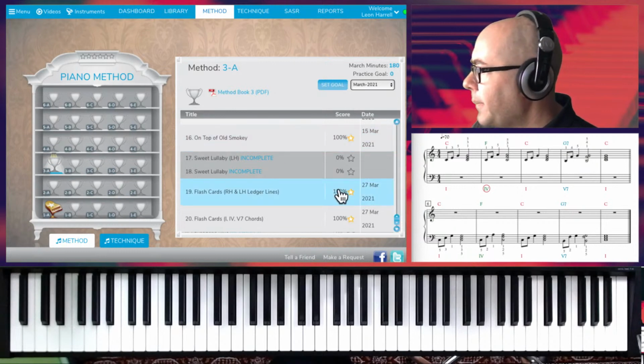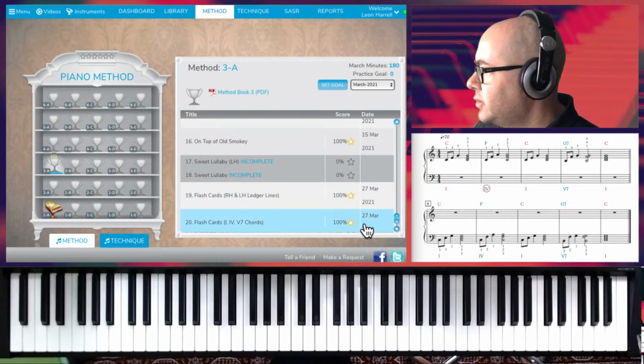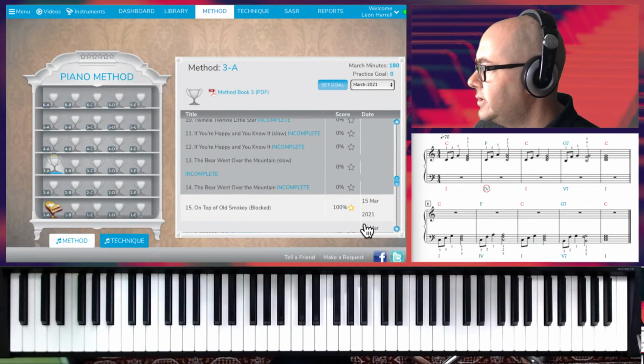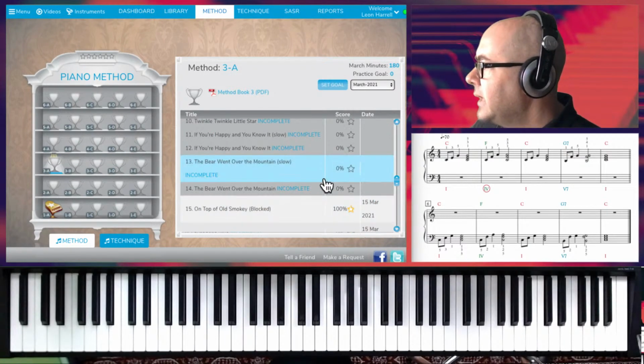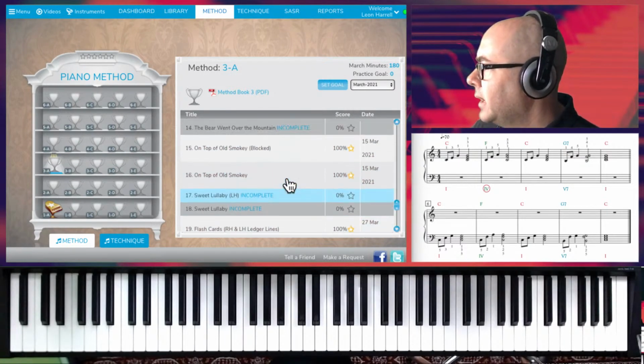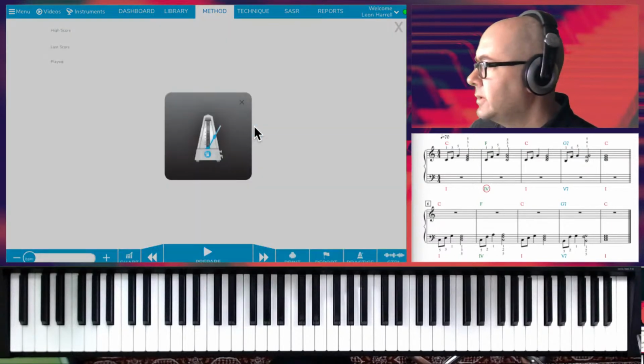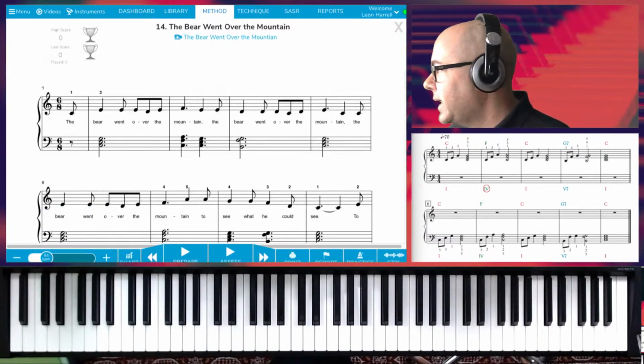Okay, we're going to wrap up today's show by playing through a couple more pieces just to utilize these concepts. Let's go into The Bear Went Over the Mountain. Let's take a look at that one. Okay, so we'll sight read this together.